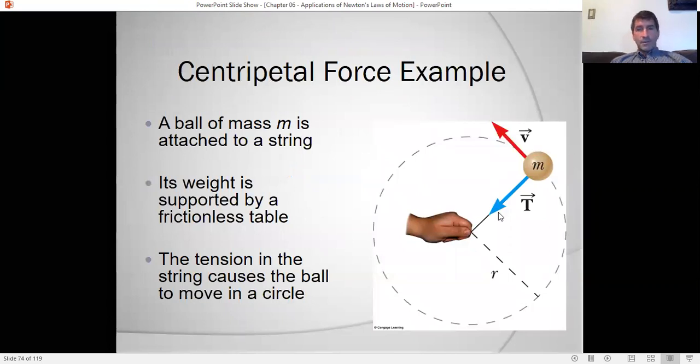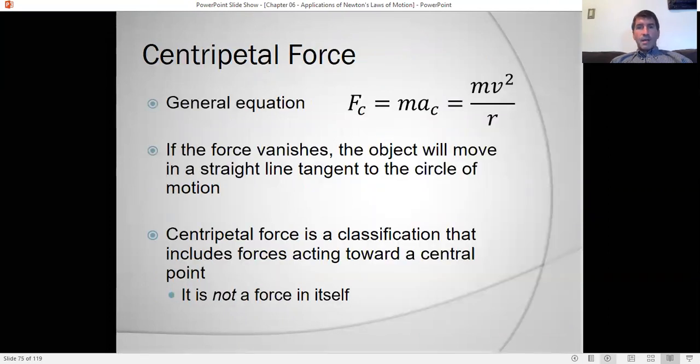We're going to do an experiment with this. We're going to take a pendulum. It's going to swing back and forth on a circular path, and we'll be able to calculate the centripetal force from this. Okay, so the general equation is that Fc equals mac, or mv squared over r, if we combine mass with our acceleration equation.